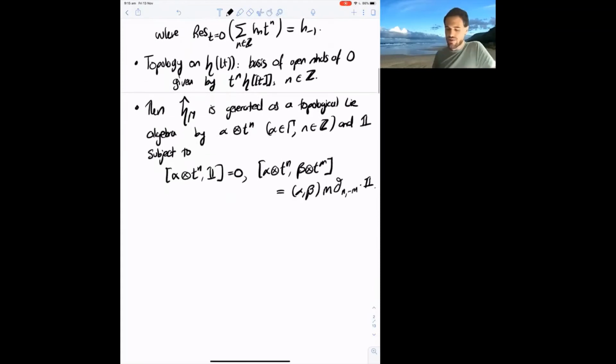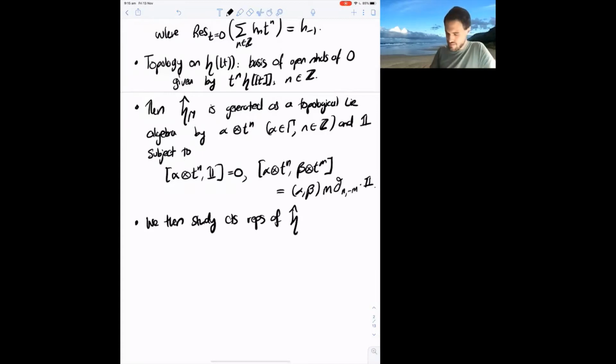And I wanted to get up to this point just to say the way that Emily treated things was then to study continuous representations of this Heisenberg. So after you've done all of this, you study continuous reps of this Heisenberg. But a remark Emily made that we're going to rely on is that you could equivalently study something where you're not generating topologically, you're just generating over t minus 1.